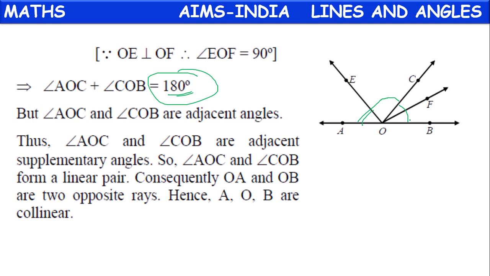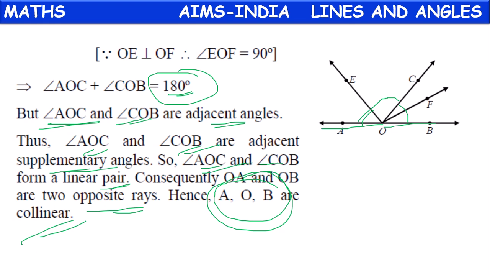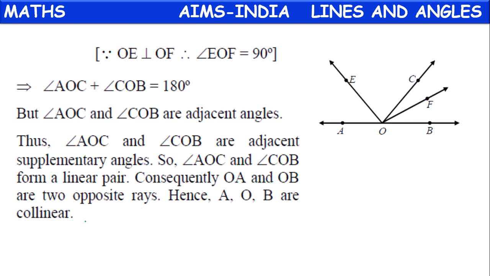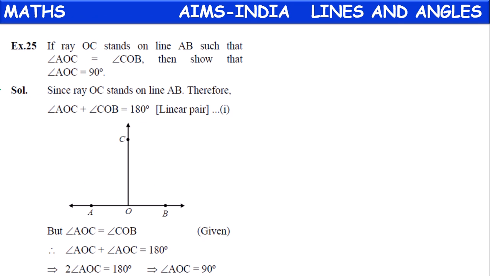If they are equal to 180 degrees, they form a linear pair, so AOC and COB can be called adjacent angles. AOC and COB are adjacent supplementary angles. Because they are forming a linear pair, and OA and OB are two opposite rays, according to the theorem, A, O, B are collinear. Like that we can prove. Next one.